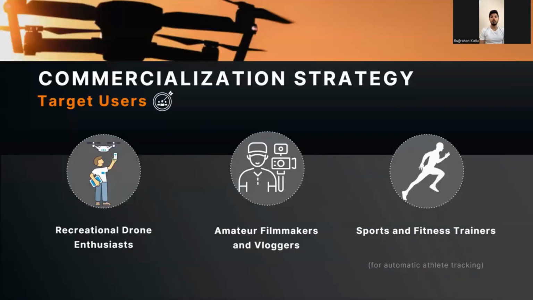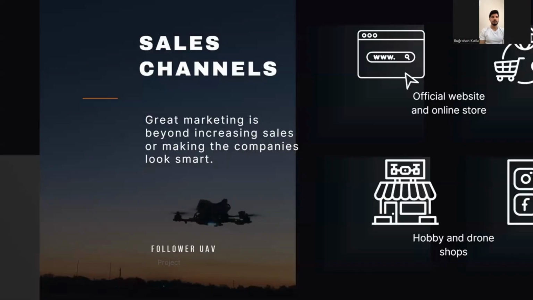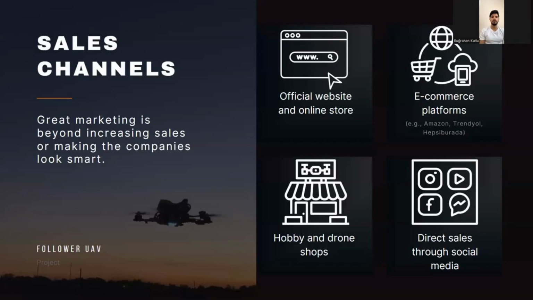When it comes to our commercialization strategy, we are targeting users who can be recreational drone makers, amateur filmmakers, or sports and fitness trainers. We basically divided our sales channels into four. We prepared to create an official website for our products, or we can use online sales channels such as Amazon, or we can directly contact hobby and drone shops, or we can use B2B methods to directly sell our product to companies.